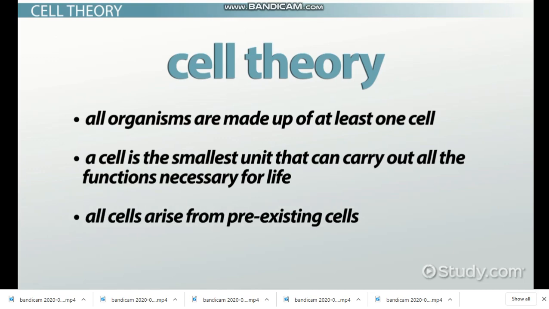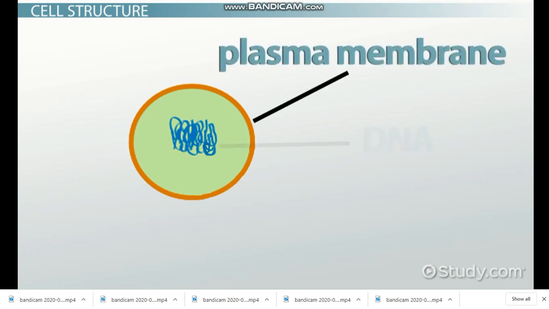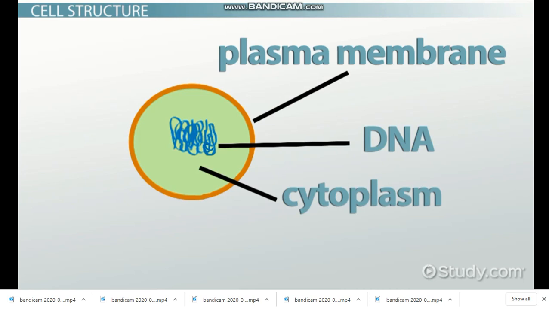from pre-existing cells. While there are many different kinds of cells, all cells have three main parts: the plasma membrane, the DNA, and the cytoplasm.